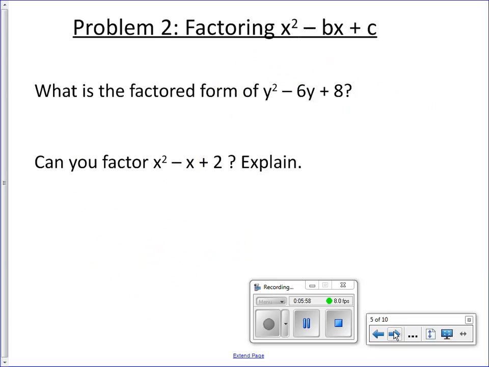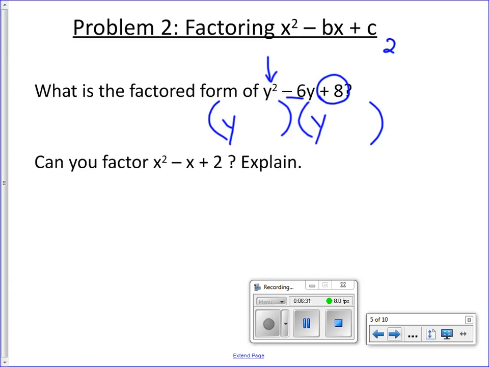All right, let's do this again. We're going to factor x squared minus bx plus c. My suggestion is that you go ahead and draw your set of parentheses. Because our first term is y squared, we know the first term of each binomial has to be y. Now, we're looking for factors of positive 8 that have to add up to negative 6.